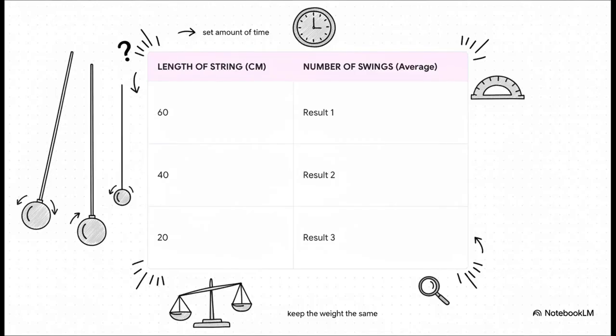All right, now let's see how this works with some actual classroom data from a classic pendulum experiment. So in this experiment, we're trying to see if the string's length changes how many times a pendulum swings. The string length, which we're changing from 60 to 40 to 20 centimeters, that's our independent variable. The number of swings we count, that's what we measure, so that's our dependent variable. And by keeping everything else the same, we can actually see a clear relationship between cause and effect.